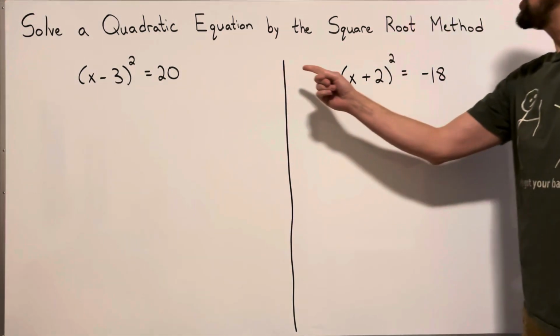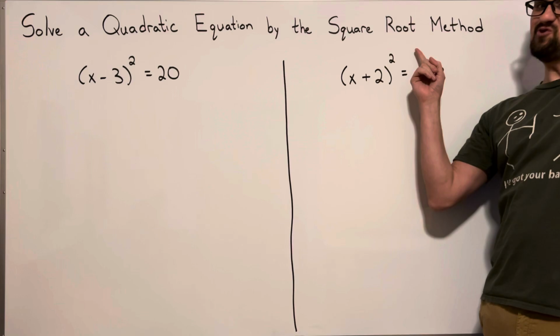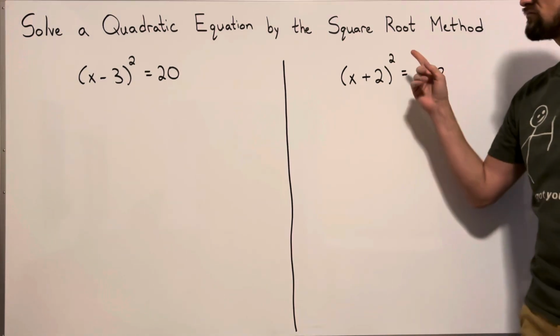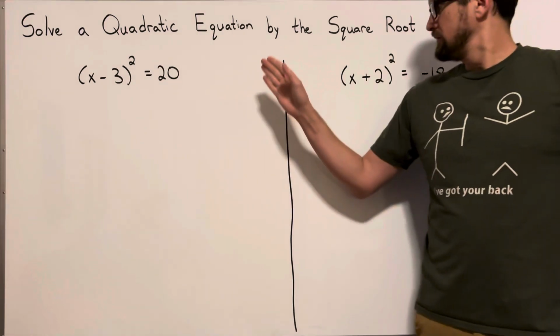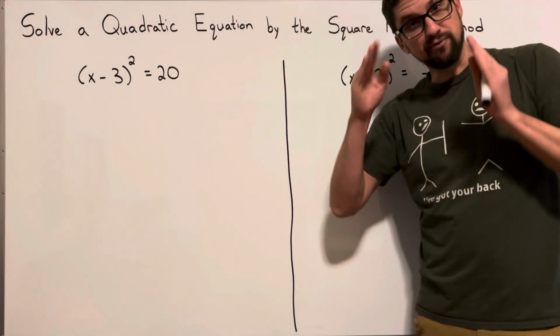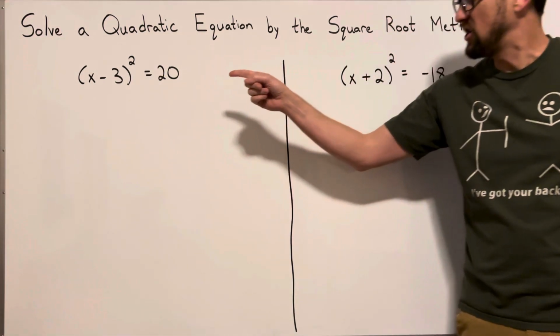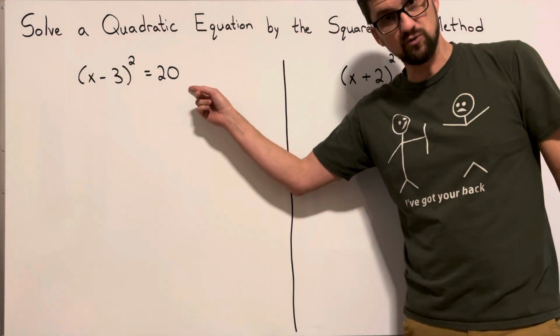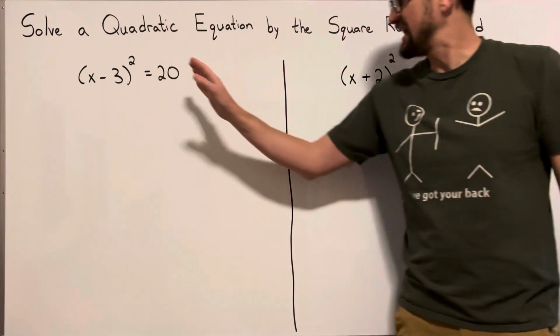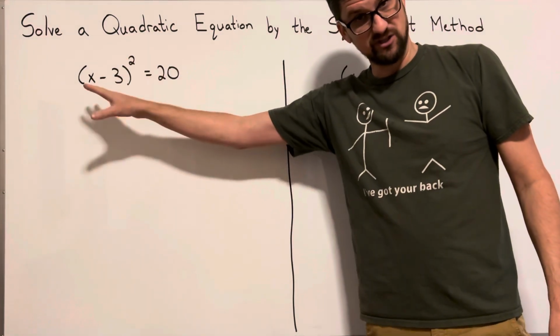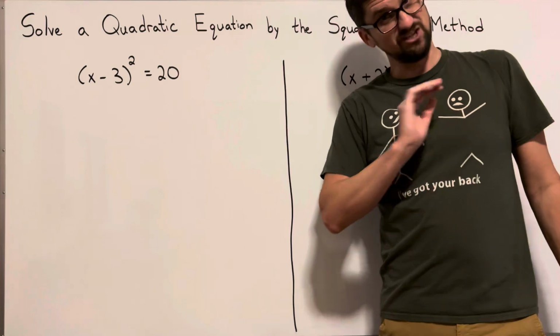Solve a quadratic equation by the square root method. I have two problems here. Let's solve them both. Over here we have (x - 3)² on the left and a 20 on the right. The square root method applies here because I have one side that's being squared and the other side is just a number.